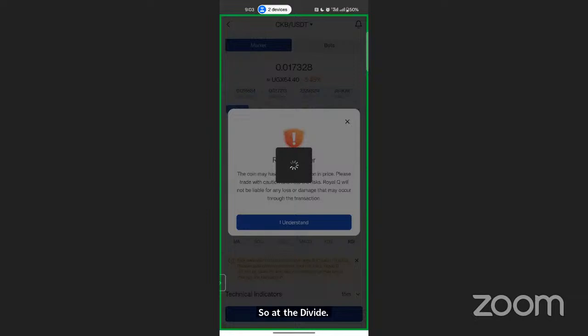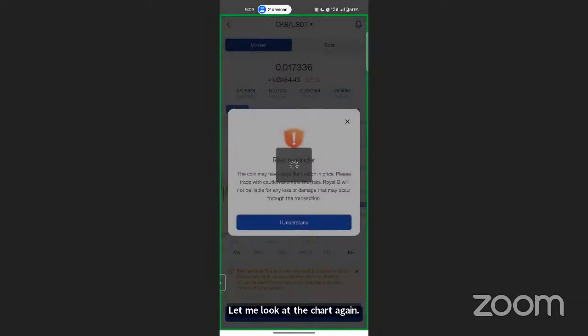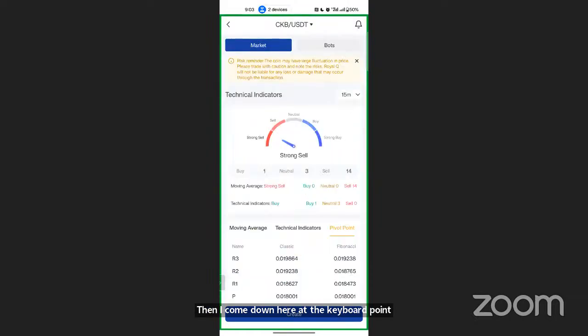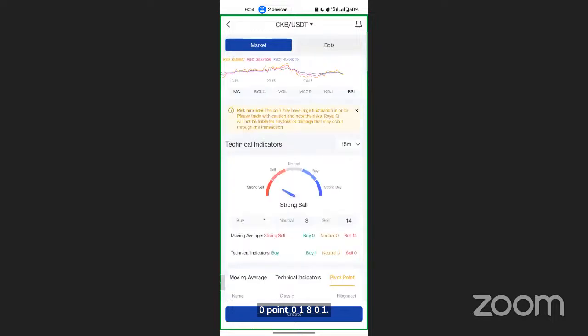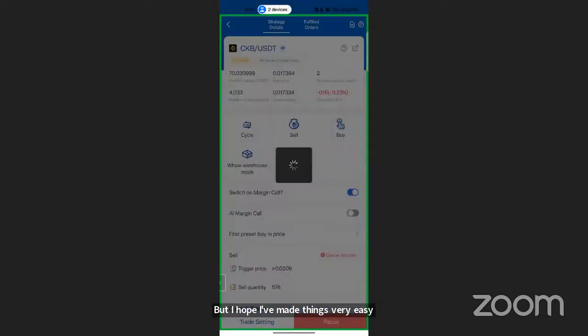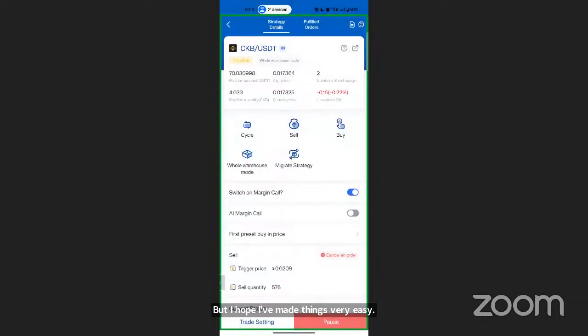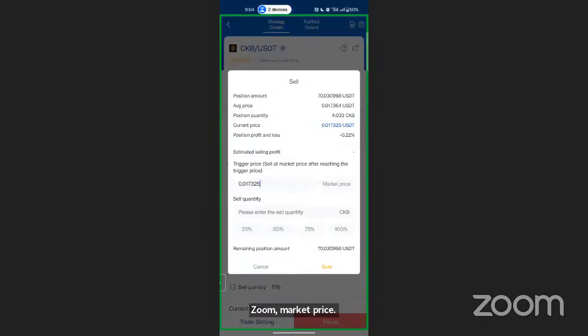Then I come down here to the pivot point, which is 0.018001. But I hope I've made things very easy. Sell market price. So let me write in the price.